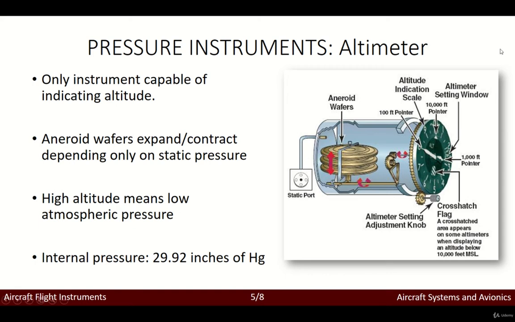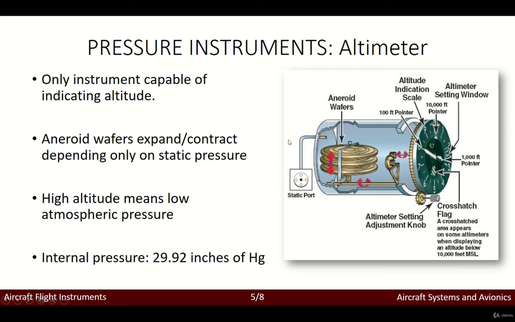Right, so basically what happens here is that we have a stack of sealed aneroid wafers, okay, which comprise the main component of the altimeter. Now, these wafers are free to expand and contract following the changes of the static pressure. So you might remember before we mentioned that the static pressure is related to the height, to the altitude that we're working on, whereas the dynamic pressure is more related to the velocity at which we are operating, right? So which one will we be using with the altimeter? I guess you probably said it right. That's the static port, okay?